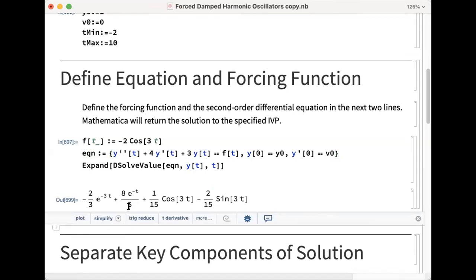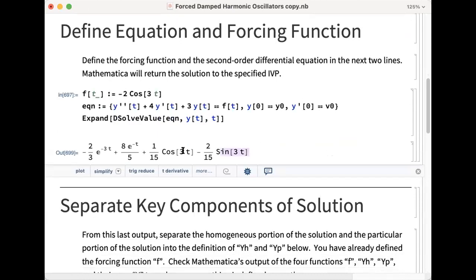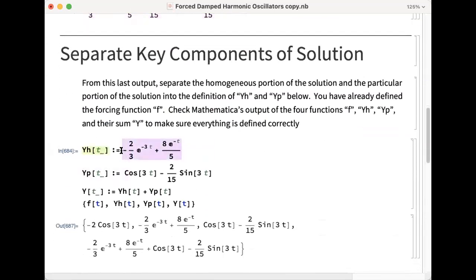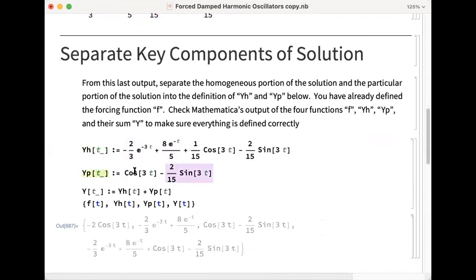Here's 24/15, 10/15, 14/15, 15/15 is a 1. And there's a 1 right there. This is why you check. So this looks good. Let's do the copy paste again.